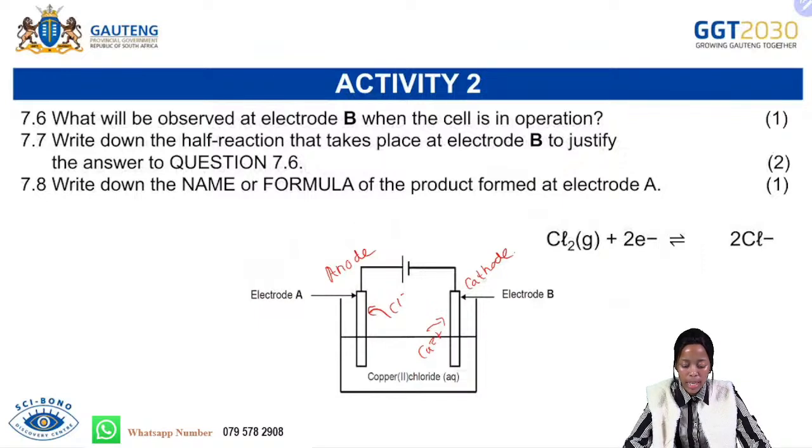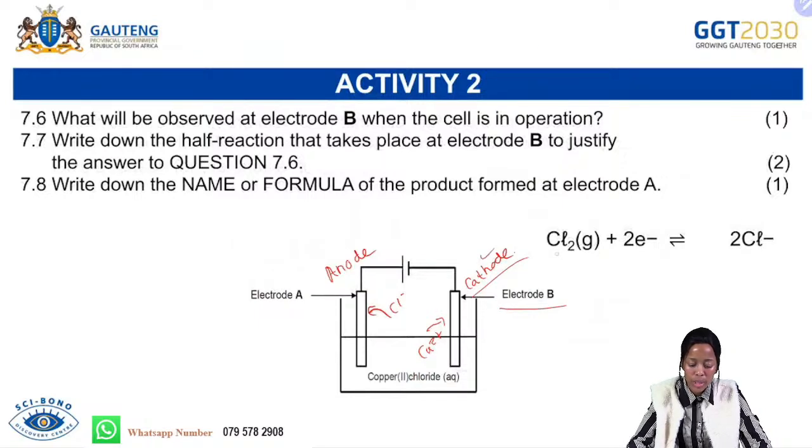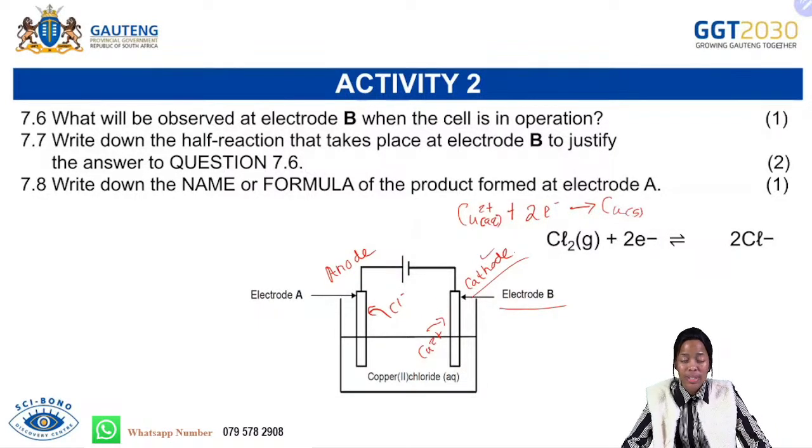So if we need to talk about the observation by electrode B, if we know that that is where we have the cathode, then when it comes to the half reaction, you can look at your table 4B and look for Cu2 plus and Cu. So this is the half reaction that we will have in terms of reduction there. Okay.